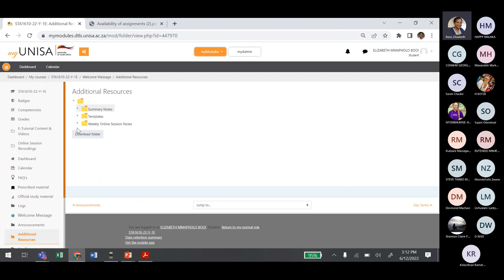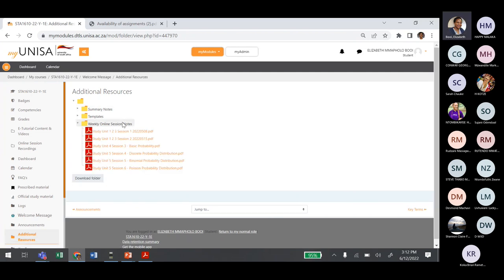I'm not going to touch the template. The weekly session notes, these are the sessions that we have today. These are our weekly sessions. So those sessions, today's session, we're dealing with Poisson. There are the notes that we're going to be using for today.